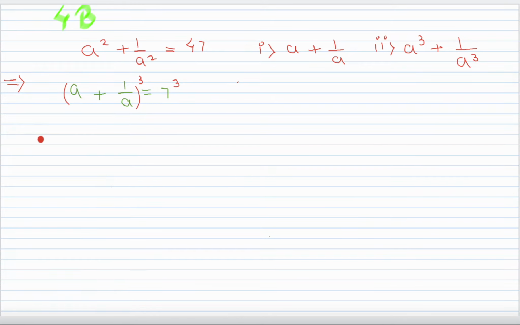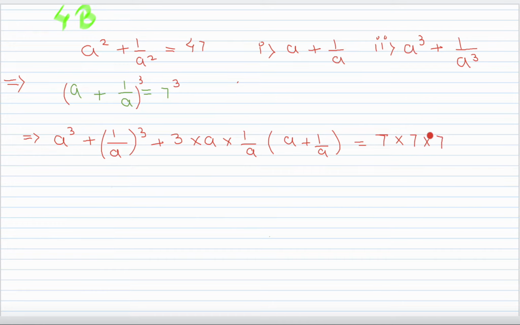Okay, taking the cube, we have a formula for this, right? a cube plus 1 upon a cube plus 3 into a into 1 upon a, in bracket we have a plus 1 upon a, is equal to 7 cube, that means 343. If you remember, write 7 into 7 into 7.